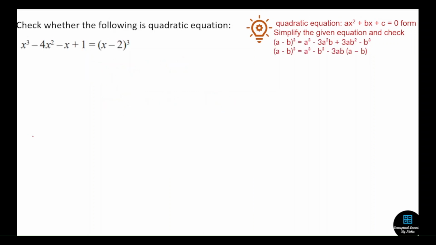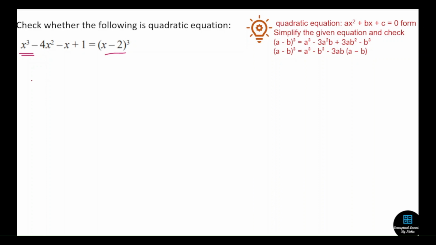Okay. Now here one more example is given. If I see here, x power 3 is there. Alright. And it seems a very complicated equation. Okay. But let's not be afraid of it. We'll simplify it first using the identity which we know. Here it is (x − 2) whole cube. So I can apply the (a − b) whole cube identity.